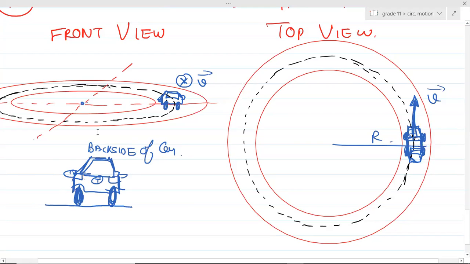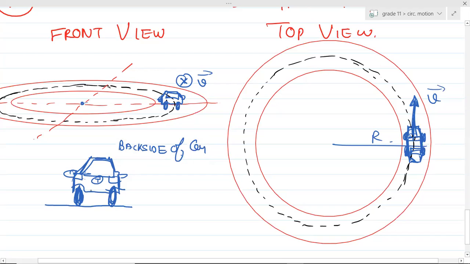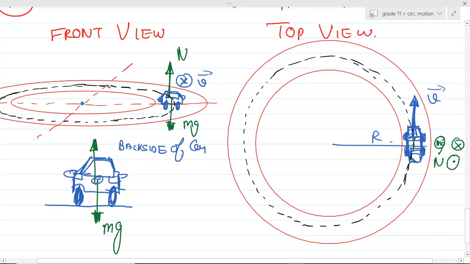Now, can anyone tell me what all forces will be acting on this car? I'll draw all the forces in color green so that it will be clear to you. Now, can you see the weight of the car will be acting downwards? The mg will be acting downwards in all the cases. Here, the mg will be acting into the plane, right? And the normal reaction will be acting in the upward direction. Can you see N and mg will become equal?